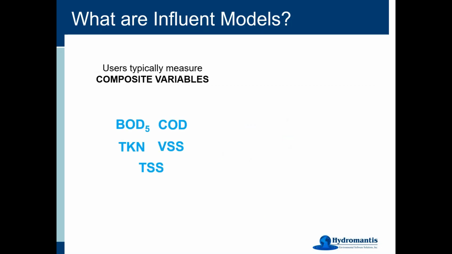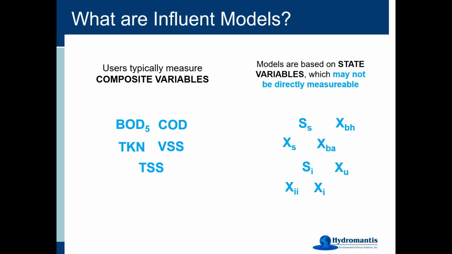The purpose of these things is to calculate and transform the information that you have in the measurements and the concentrations that you have, those composite variables that you've measured like BOD and COD and VSS and TSS and so on. That information, from the format that you've collected it in, into the format that GPSX needs to be able to use those ASM models.